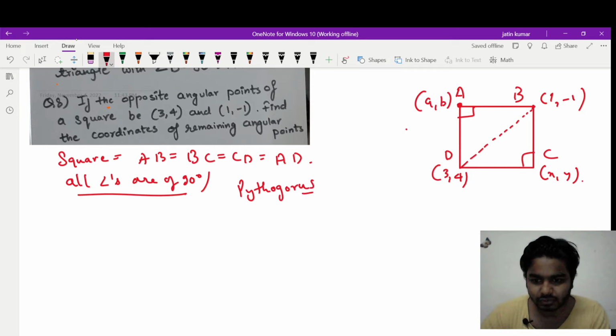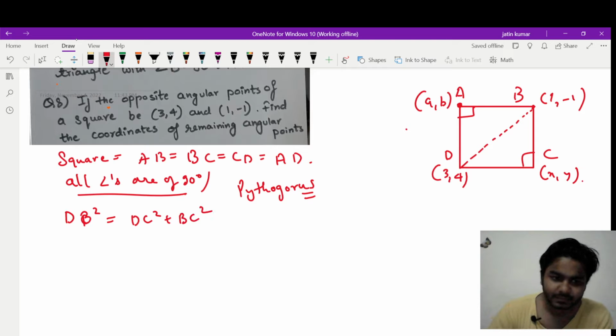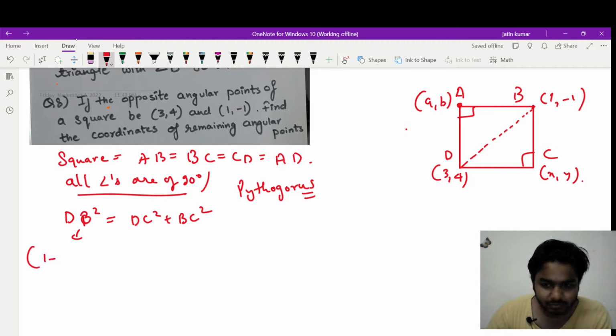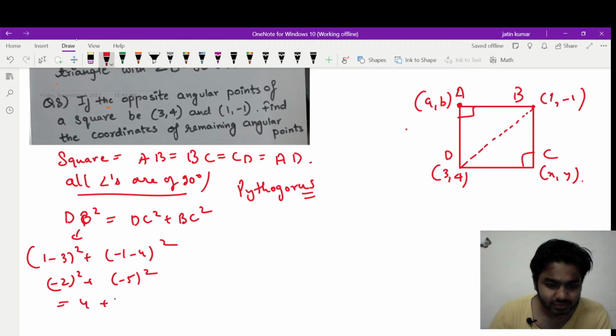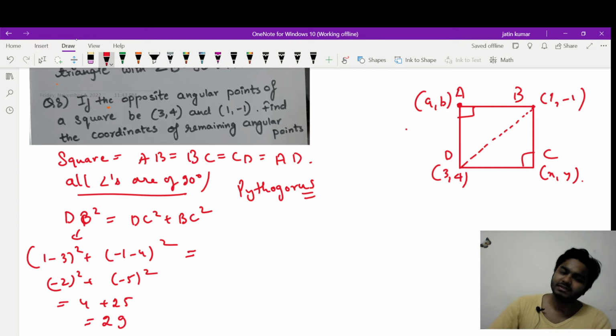So Pythagoras, if we apply it, we can write DB square is equal to DC square plus BC square. And can we find DB square? Yes, let's apply the distance formula. (1 minus 3) whole square plus (minus 1 minus 4) whole square, so it will be (minus 2) whole square plus (minus 5) whole square, so it will be 4 plus 25, it will be 29. So we have got DB square as 29.